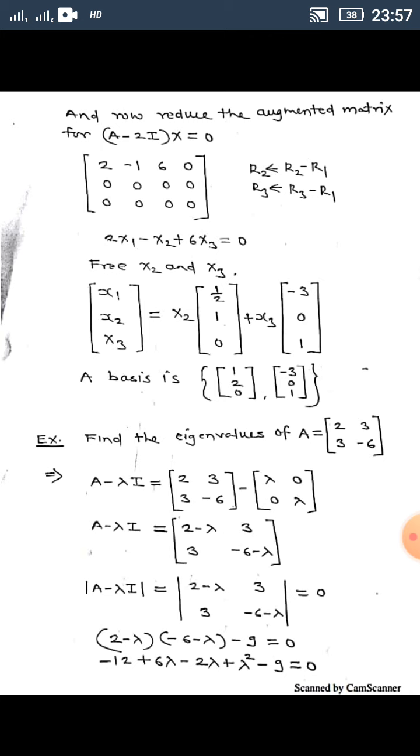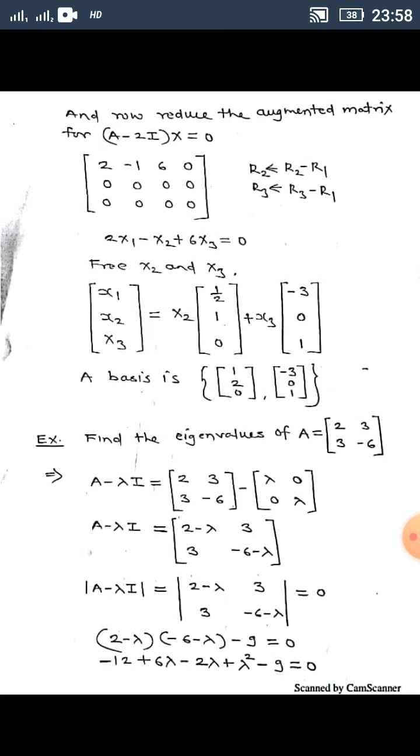Now the first place is for x1, second x2, third x3. Now we write the equation as 2x1 minus x2 plus 6x3 is equal to 0. We take x2 and x3 as free variables. So we write x1 as plus half x2 minus 3x3. Okay, so x1 is half x2 minus 3x3.